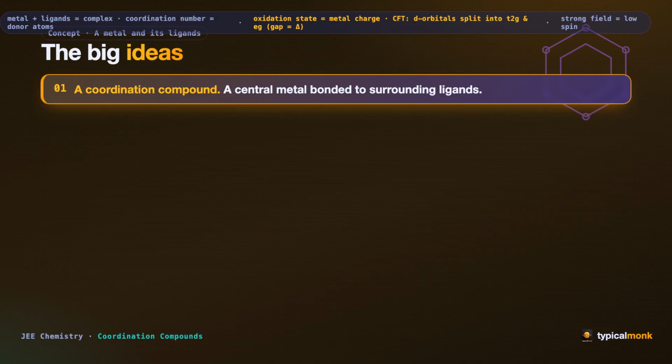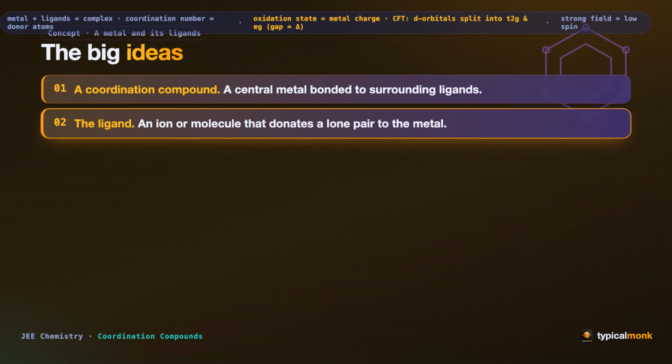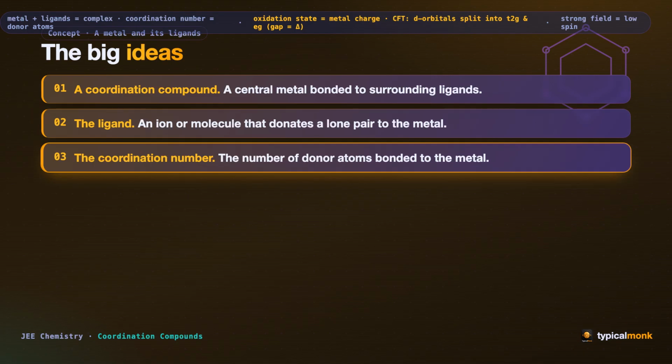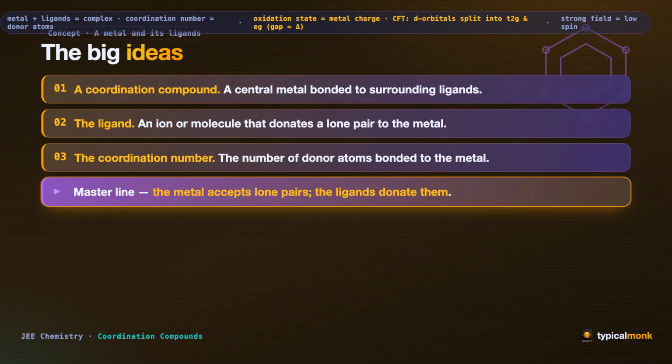A coordination compound, a central metal bonded to surrounding ligands. The ligand, an ion or molecule that donates a lone pair to the metal. The coordination number, the number of donor atoms bonded to the metal. Master line, the metal accepts lone pairs, the ligands donate them.